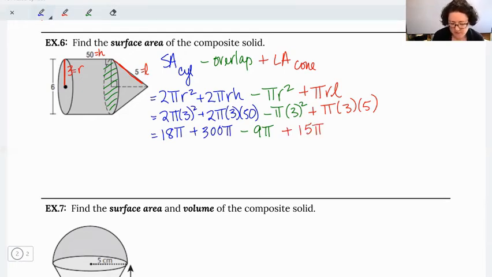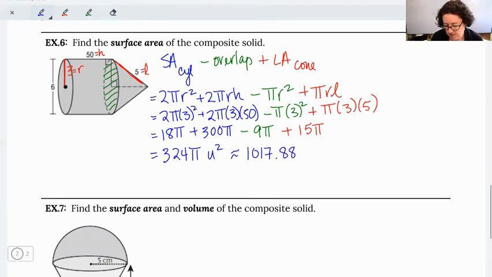Alrighty, so really we want to take 18 plus 300 minus 9 plus 15, and that all comes out to 324 pi. And we could definitely leave it in terms of pi if that's what the directions would have said. No units given, so I'm just going to say units squared because it's area. But if I plug that into the calculator, I'll get approximately 1017.88 units squared.